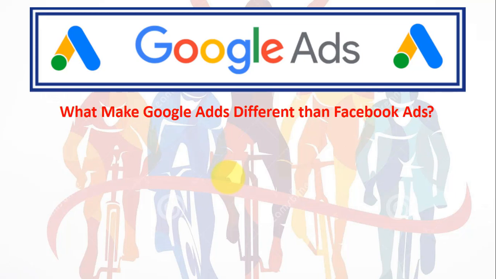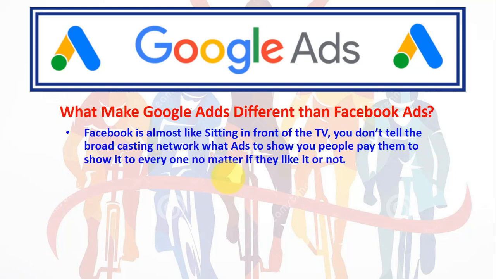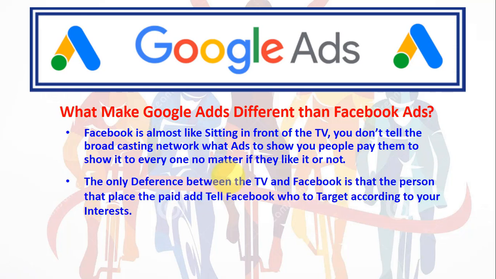So the other thing that we're also going to do is Google ads. Now, what makes Google ads different from Facebook ads? A Facebook ad is almost like sitting in front of your TV, and you don't tell the broadcasting network what ads you want to see. The people doing the ads pay your broadcast people to run ads, and they don't care who it's aimed at. Everybody sees those ads. It's like we said in the beginning: if you sell to everyone, you sell to no one. That is basically where it comes down to.